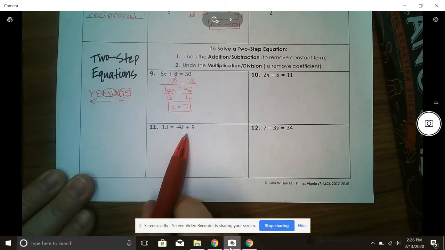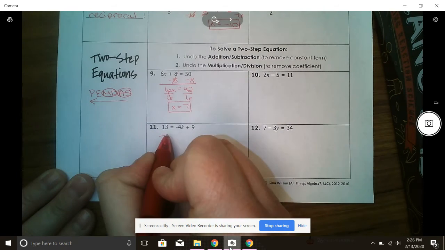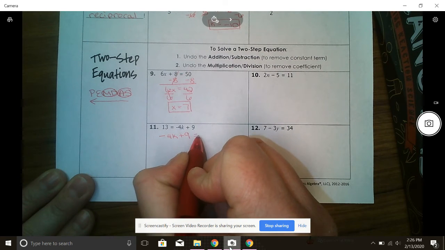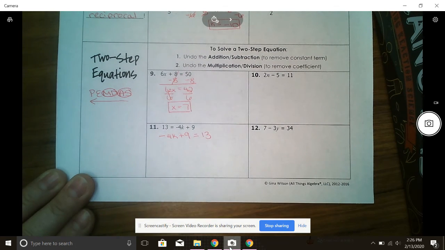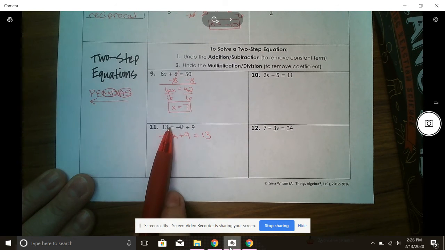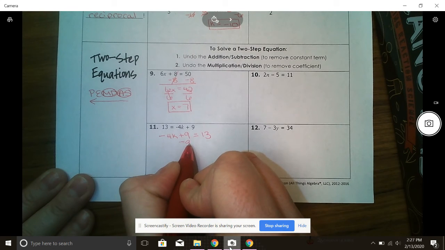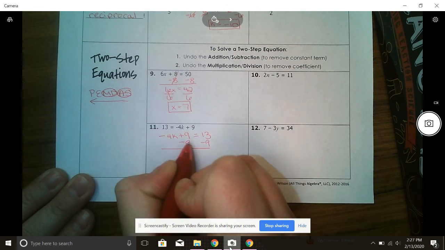Don't let a problem like this trick you, where the variable has been shifted to the right side. You could rewrite this problem with negative 4k plus 9 on the left and 13 on the right. Because remember, equality means the left and right are equal to each other, so feel free to rewrite it. Now I know how to solve for k. I need to undo the addition of 9 first, so I'm going to subtract.